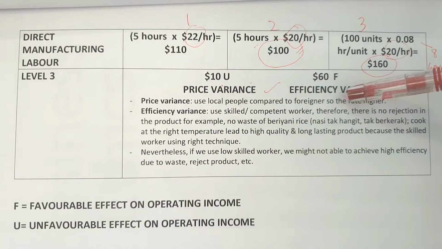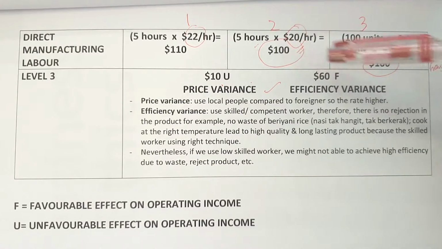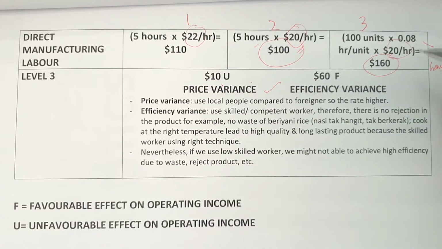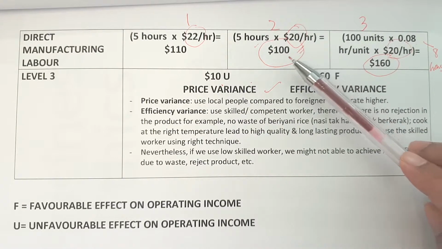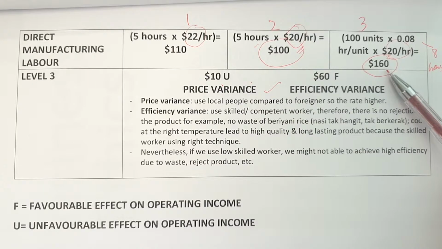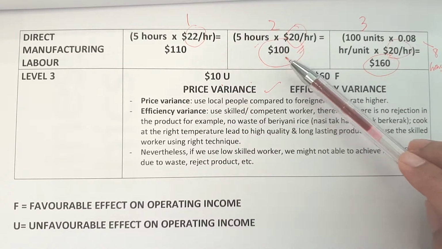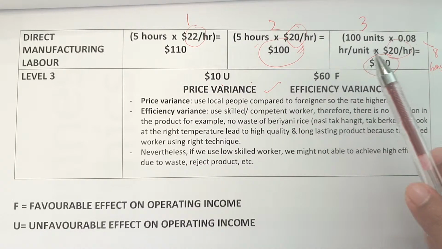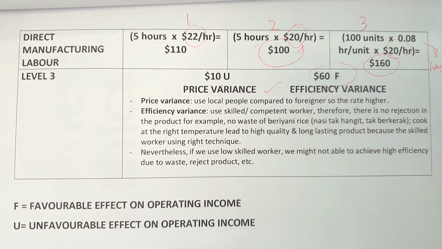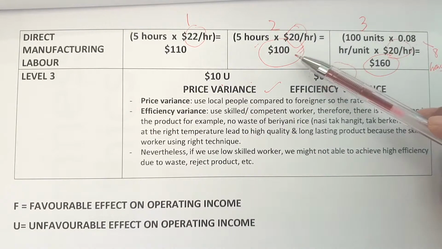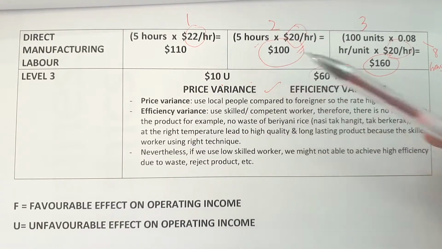As for efficiency variance, we compare column 2 and column 3. As for column 3, 100 units times 0.08 hour per unit, which means in total we need 8 hours. The price is similar, 20 and 20, because both refer to the budgeted price. We can see the budgeted is higher, and it is favorable, in the sense that in the budgeted we normally need 8 hours to prepare the biryani rice, but in reality we just need 5 hours. So this is very efficient.